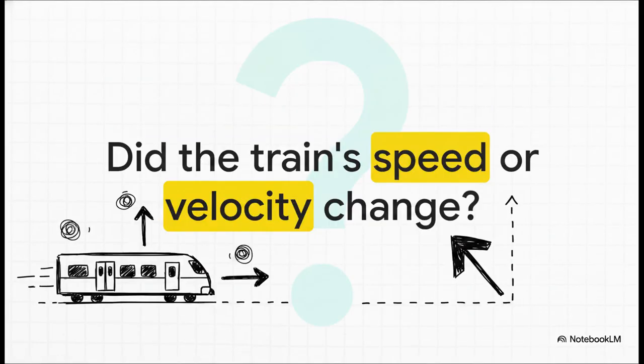All right, it's time for our first check for understanding. Listen carefully. If a train moves at 80 kilometers per hour west, then turns north at 80 kilometers per hour, did its speed change? Did its velocity change? I want you to pause the explainer right now. Really think about the train's motion and choose your answer.